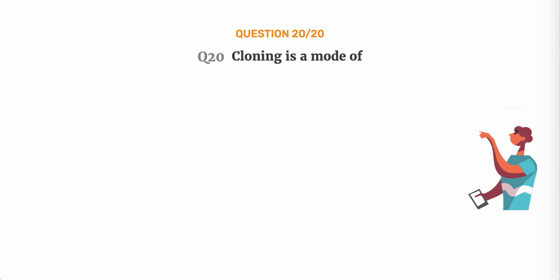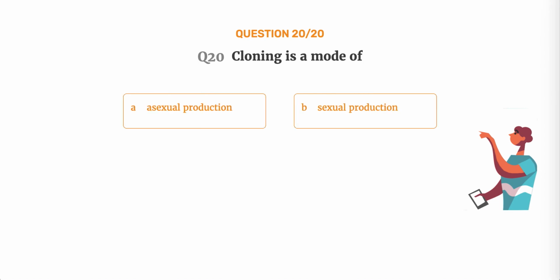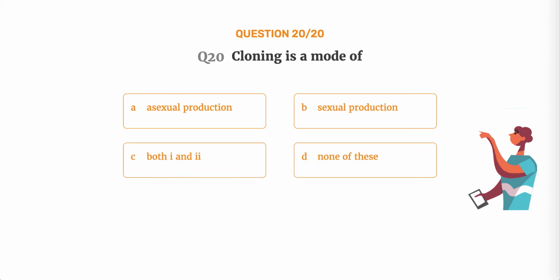Question number 20. Cloning is a mode of _. Option A, asexual reproduction. Option B, sexual reproduction. Option C, both 1 and 2. Option D, none of these.